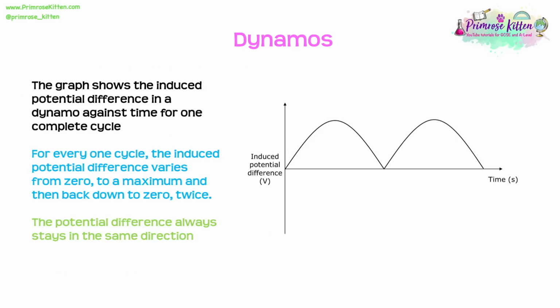Now this graph here shows the induced potential difference in a dynamo against time for one complete cycle. Make sure that you can draw this and the one for alternators as well. And the main feature here is that for every one cycle, the induced potential difference varies from 0 to a maximum, back down to 0, and it does that twice. What you notice here is that the potential difference will always stay in the same direction. It never goes into negative potential differences, which is the direction of that potential difference. Always positive, which means it always stays in one direction.